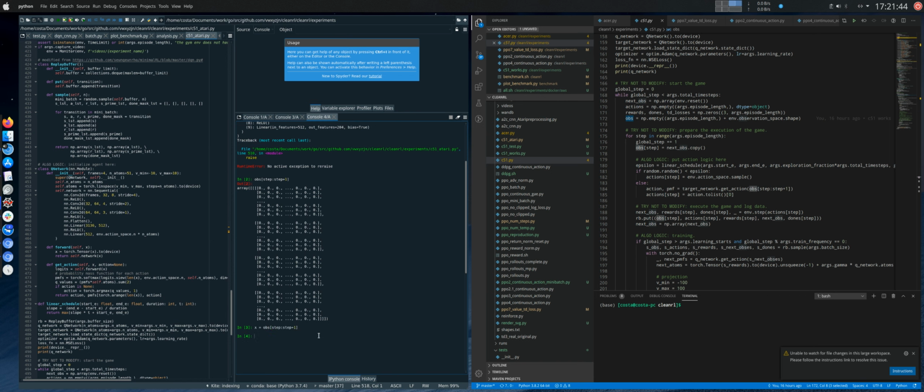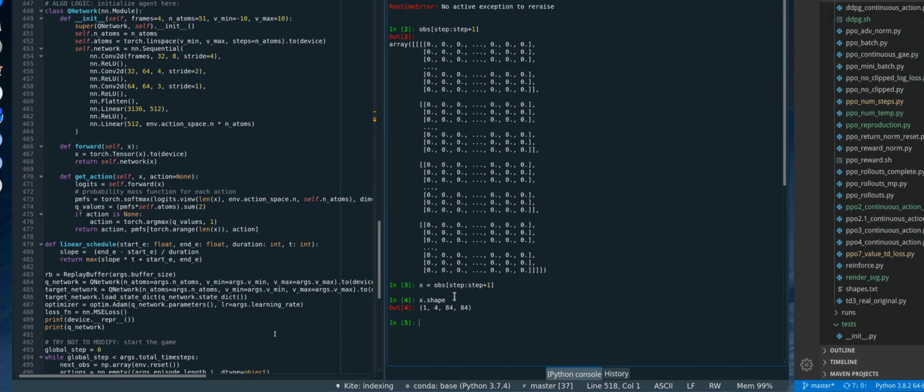So this is at each time step. This is the observation that is being fed in, and let's take a look at its shape. It's the shape of 4 frames, 1 batch, and 84 by 84 frames, right? And you pass it into this neural network. And first of all, what you would do is generate the logits.